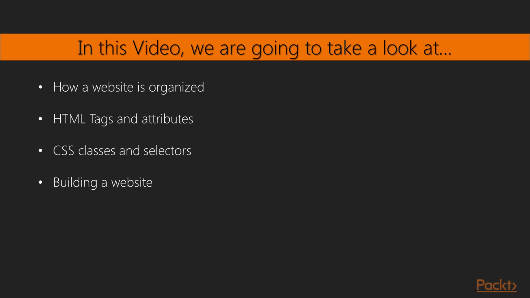In order to scrape data from a website, we have to first understand what makes up a website and how data on a website is organized. Once we know this, we can tell our script the location of the data we're interested in so that it can grab it for us.